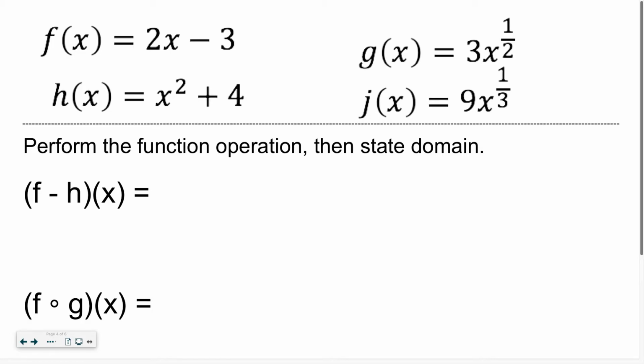Okay, so I've got f of x equals 2x minus 3. I've got h of x equals x squared plus 4. So I've got one linear and one quadratic. I've got g of x equals 3x to the 1/2, and j of x equals 9x to the 1/3. So that's a square root and a cube root, right? Rational exponent.